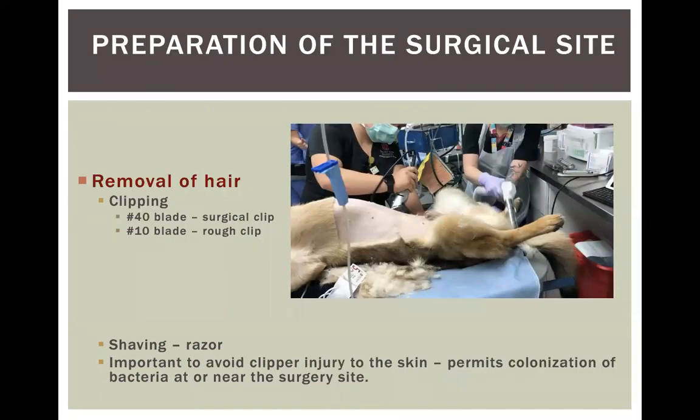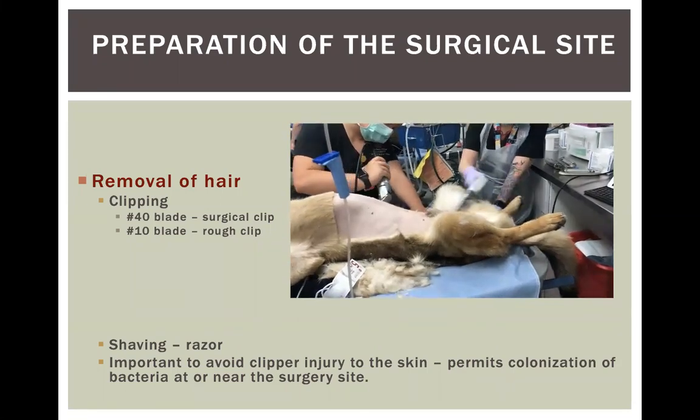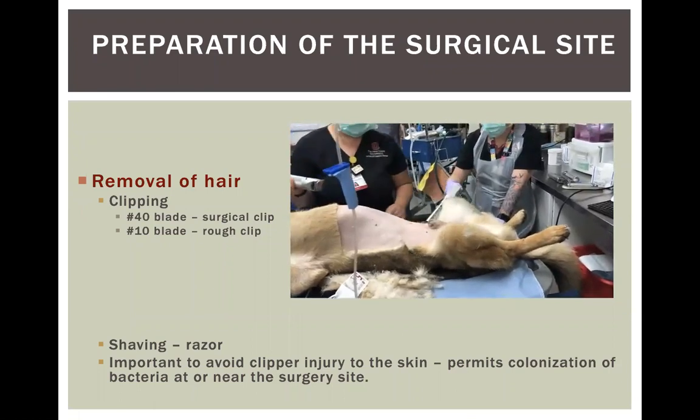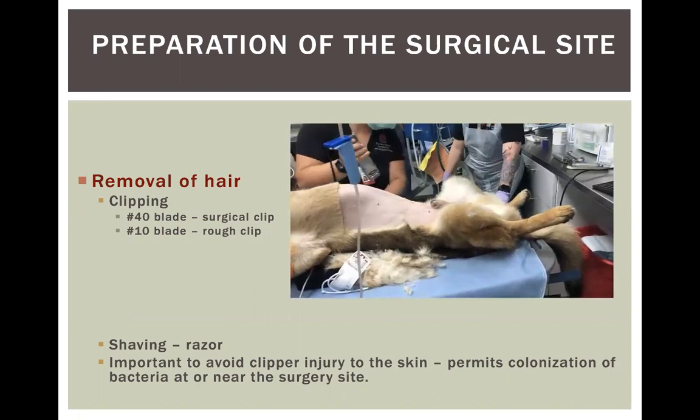When we're clipping patients for surgery, we typically will use clippers with a 40 surgical blade. And the higher the number on your surgical blade, the closer the clip is. So you can see it in this video here, people prepping the dog. They should be wearing an apron. You see that's a good job on the right. Somebody else came up to help and they don't have an apron on.